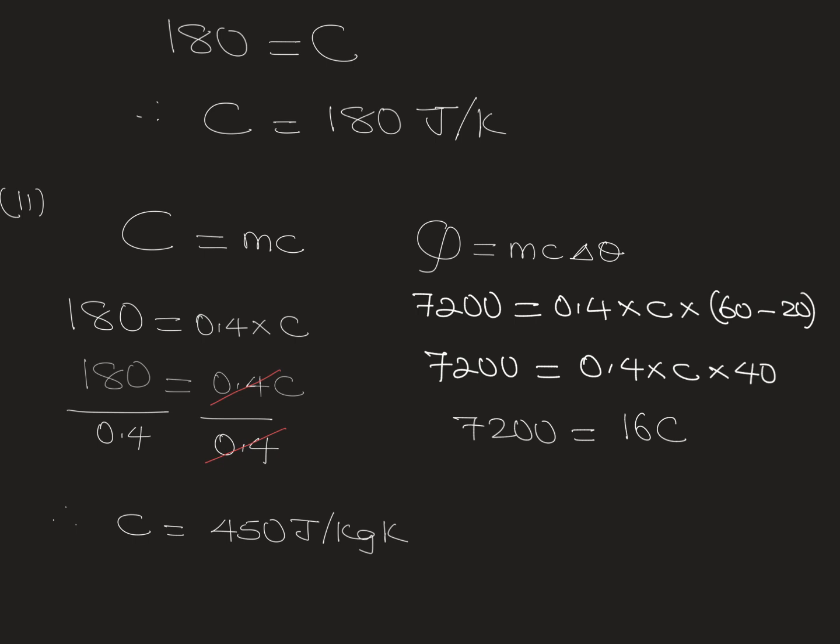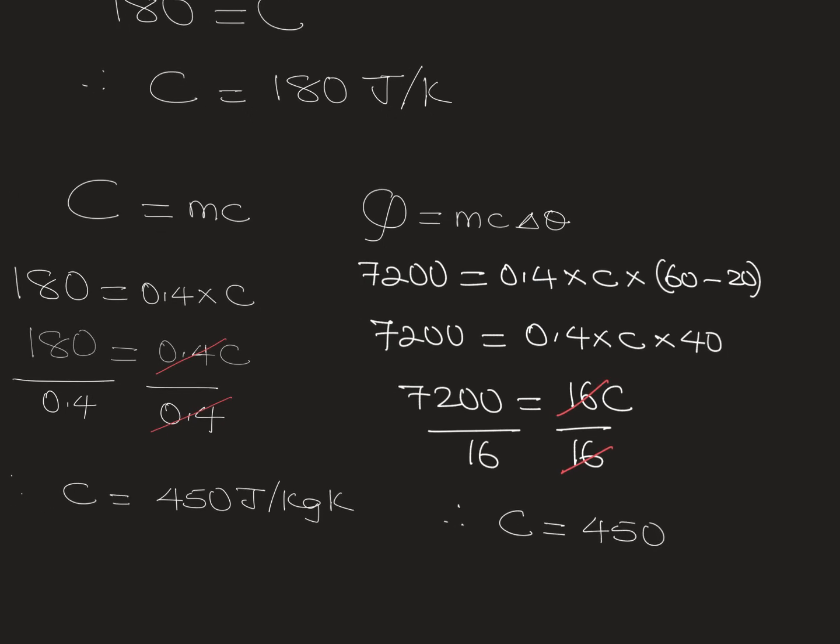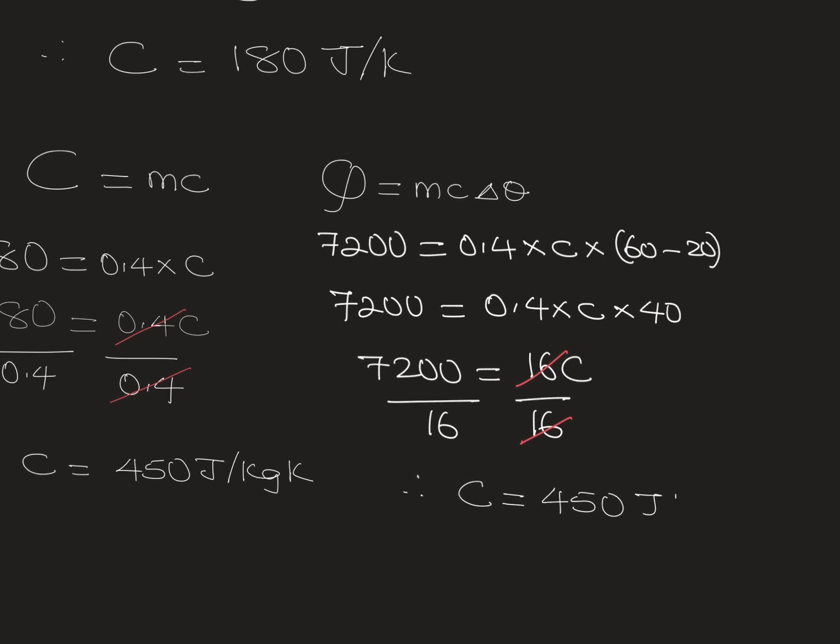To find c, we divide both sides by 16. Okay, so this will cancel this. Therefore, c, which is the specific heat capacity, is going to be 7,200 divided by 16, which will still be 450 joules per kilogram per Kelvin. Okay, so as you can see, you can use different formulae to find the specific heat capacity.